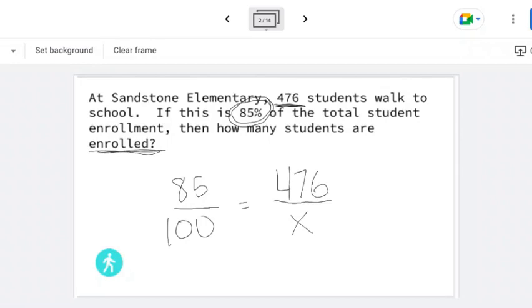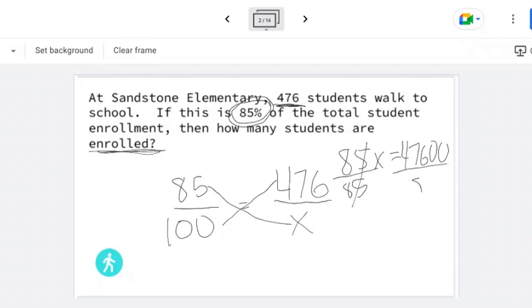Now this is going to go back to what we did yesterday. So we cross multiply. 85 times X is 85X. And then 476 times 100 is 476 and 2 zeros. Now we have our equation. So we know we divide to get X by itself.